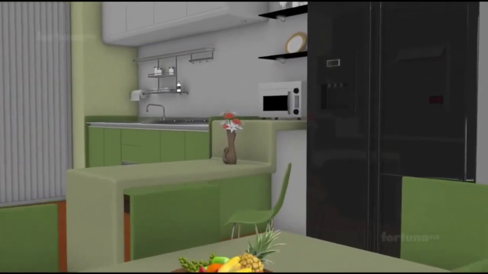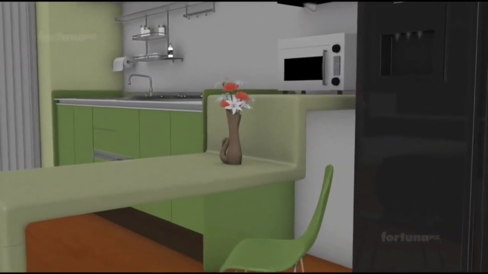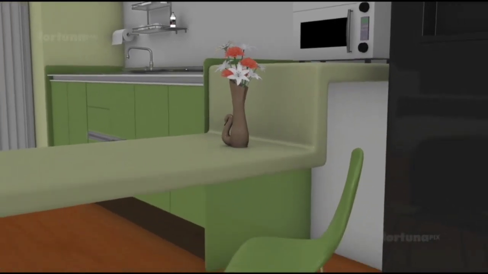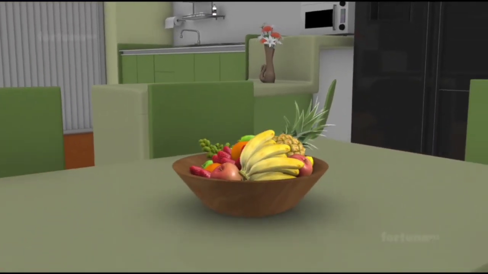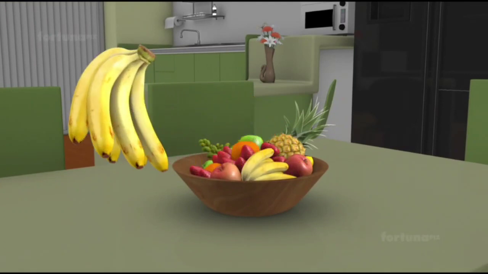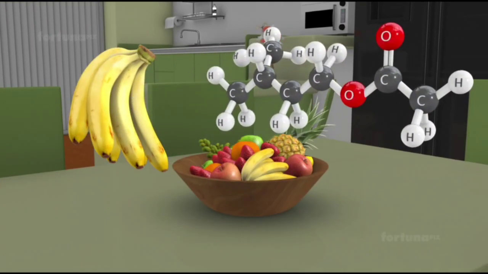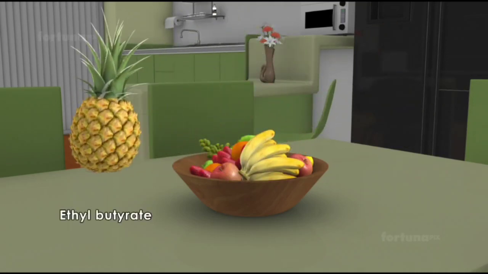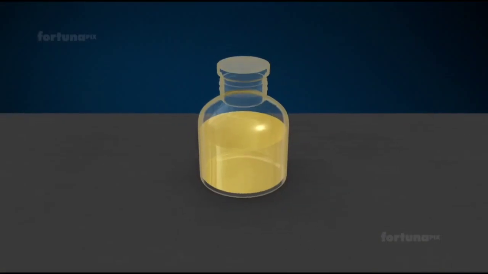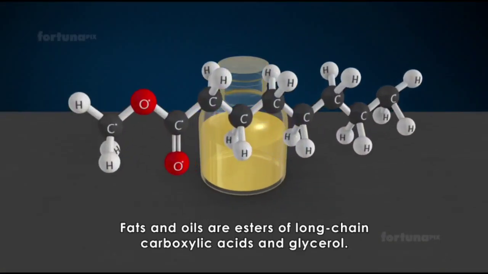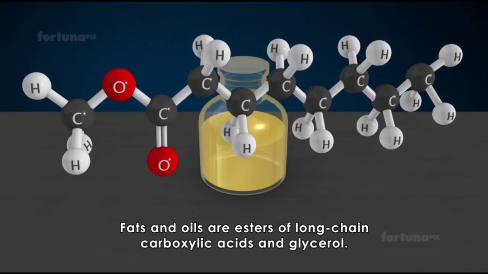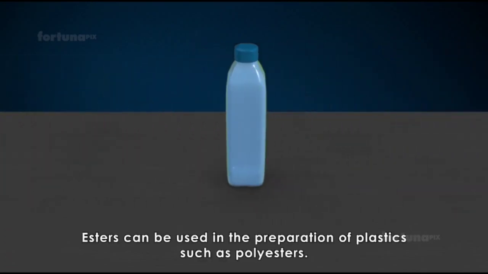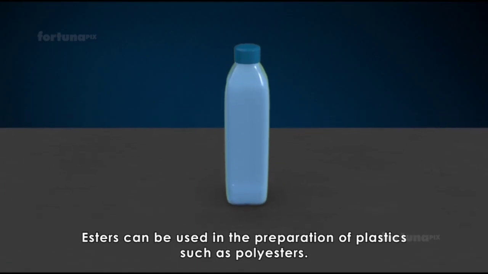Esters having a low molecular weight are colorless and volatile liquids which produce the fragrance of flowers and flavor of fruits. Bananas, for example, contain isopentyl acetate, and pineapples contain ethyl butyrate. Fats and oils are esters of long-chain carboxylic acids and glycerol. Industrially, esters can be used in the preparation of plastics such as polyesters.